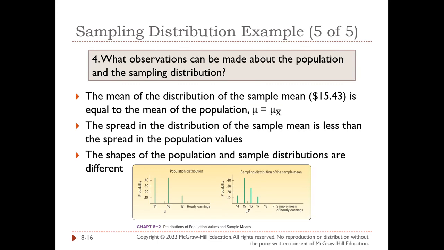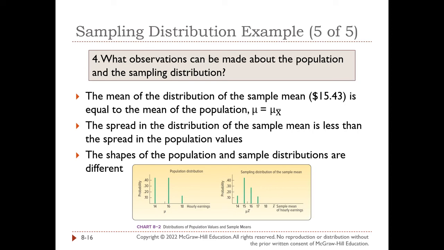What observations can be made about the population and the sampling distribution? Well, the mean of the distribution of the sample mean, $15.43, is equal to the mean of the population. So mu equals mu x bar. The spread in the distribution of the sample mean is less than the spread of the population values.